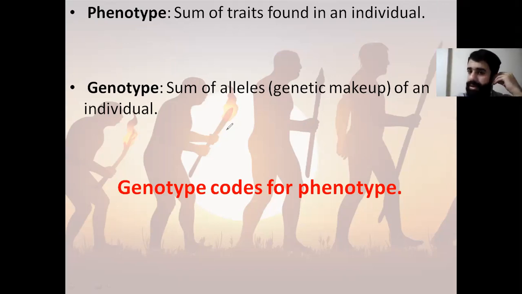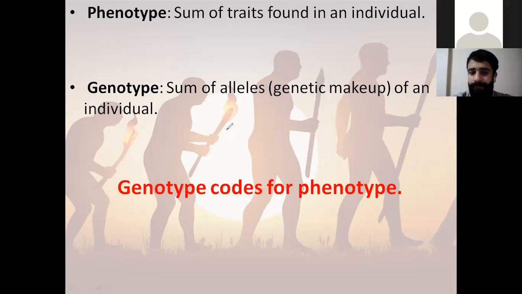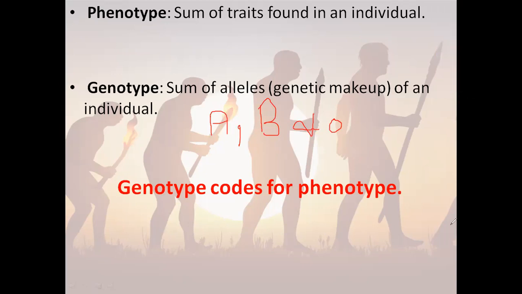Yes, Lynn. A, B, and O. Which of these are dominant? A and B, they are dominant. And O is recessive. Okay, thank you, Lynn.